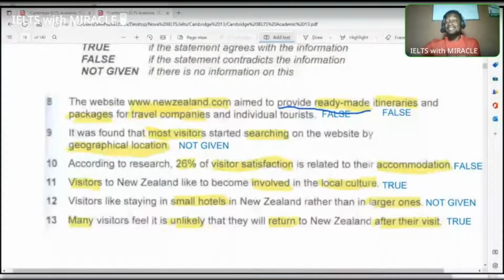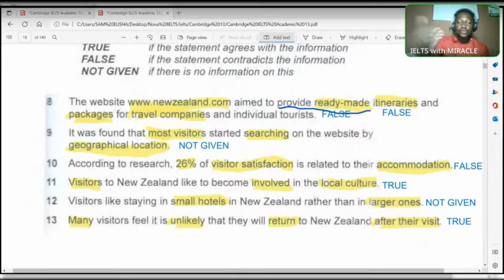Now, for true, false, not given, you don't start searching for the answers by paragraphs. You're going sentence by sentence. So it may surprise you that you're getting one answer in the first sentence in paragraph 2, and the next answer may lie in the second sentence in paragraph 2. You understand? But the idea is for you to move forward. Just go forward. You don't go back to search for an answer. Is that well understood?